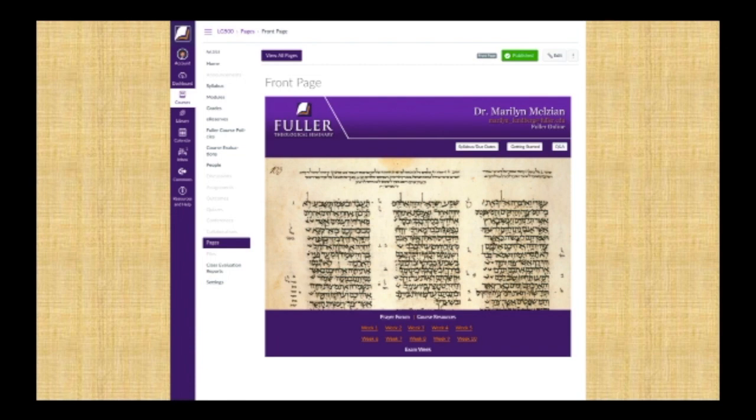Now, when you enter Canvas and this particular course, you will come to a front page. And on that front page, you will see links down at the bottom to some of the things that you will need to find: course resources, the prayer forum, the outline of each week and the work that is required, and also access to what is due in exam week.